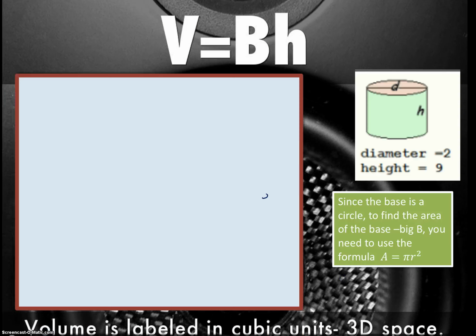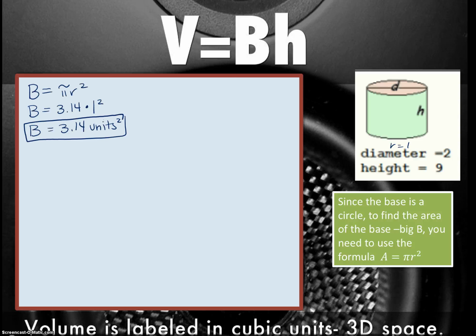Let's try another problem. So the volume here is the area of the base times the height. Pause the video and see if you can find big B. So before I started, I found the radius by taking my diameter of 2 and dividing it in half. So I got a radius of 1 unit. So when I substituted the radius in, 3.14 times 1 squared, that meant 3.14 times 1 times 1. So I got my big B, the area of the base, to be 3 and 14/100 units squared.